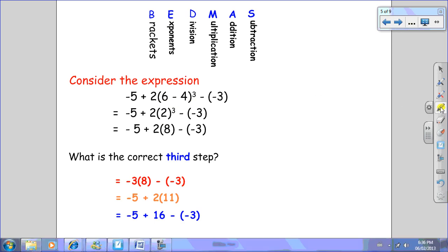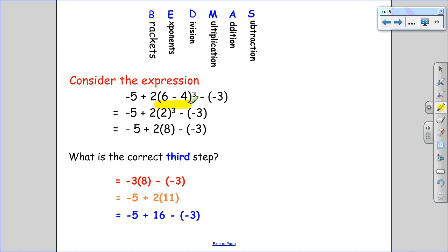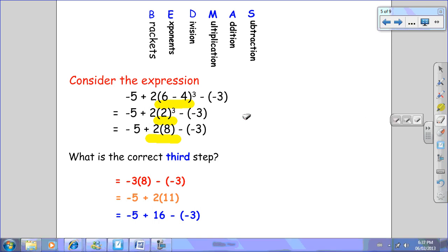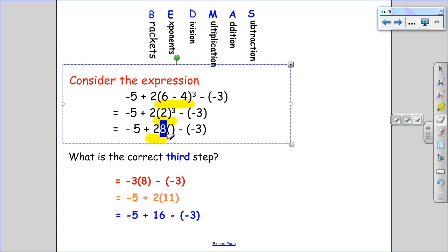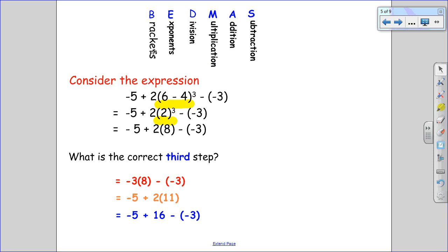Next step. Let's take a look again. Recap. We did our brackets, then we did our exponents. We see our answer 2 times 8. What's going to be our next step here? We go back up to the top. We've done our brackets. We've done our exponents. But remember, we said division and multiplication happen in the order they occur. So I need to start at the left and look for any division and multiplication and stop when I find the first occurrence.